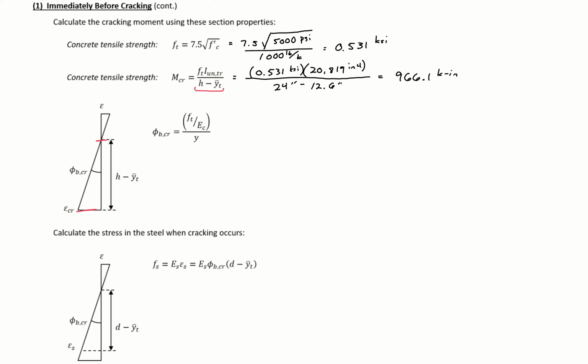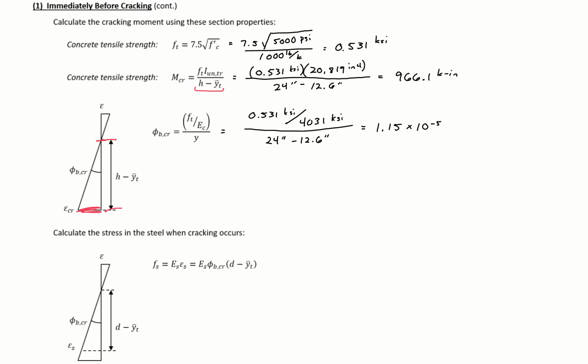So then we can find our before cracking curvature, which will just be equal to our strain at the bottom divided by the distance from our centroid to the bottom of our section. So for us, our strain at the bottom is 0.531 KSI divided by our stiffness, 4,031 KSI, and then divided by 24 inches minus 12.6 inches, which will give us a before cracking curvature of 1.15 times 10 to the negative fifth.